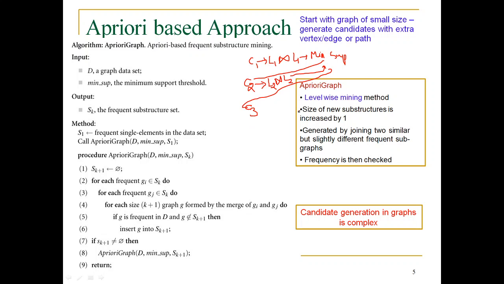So Apriori graph is a level-wise mining method. The size of a new substructure should be increased by 1. It is generated by joining two similar but slightly different frequent subgraphs, and frequency is then checked. First, initially we have one node, then at the next level we are joining with some other nodes. Then at the next level we check, and like this there should be an increment at every level.